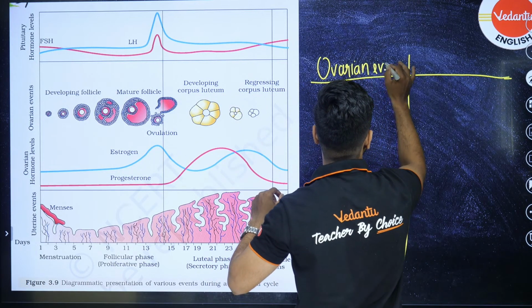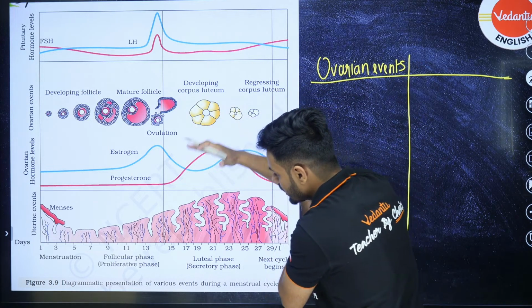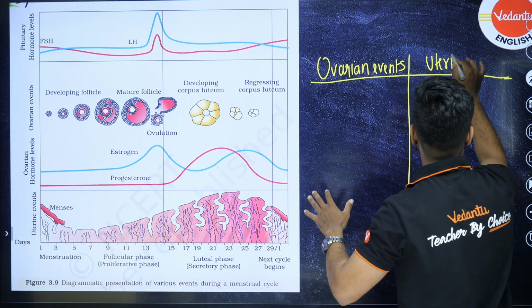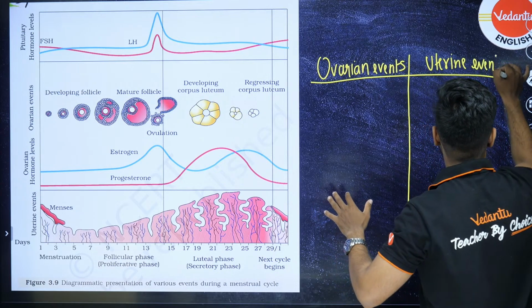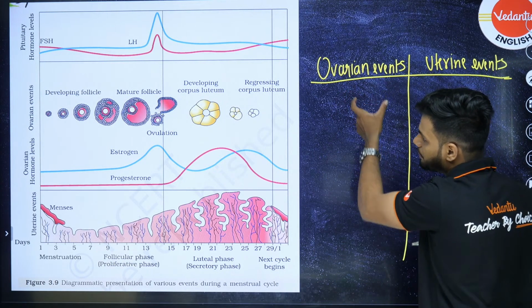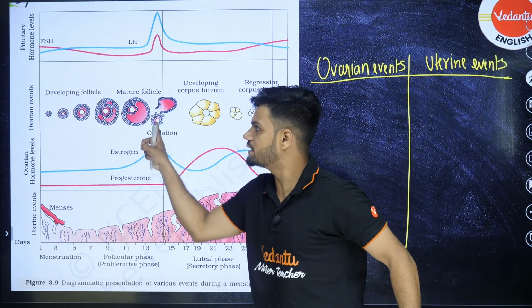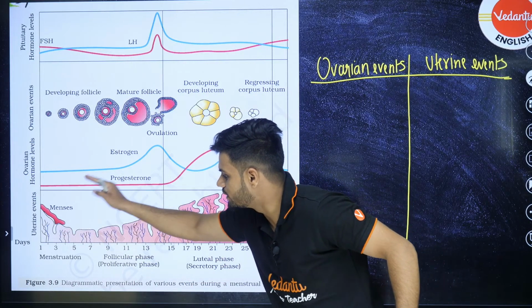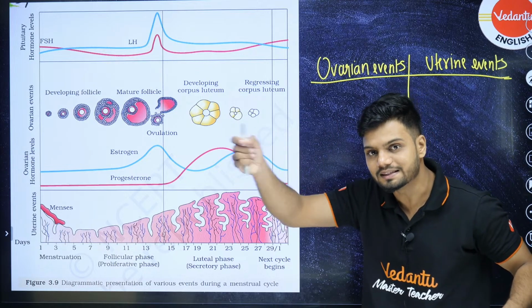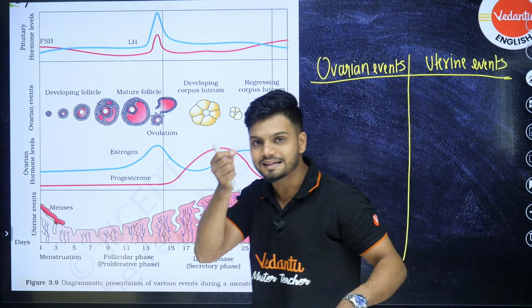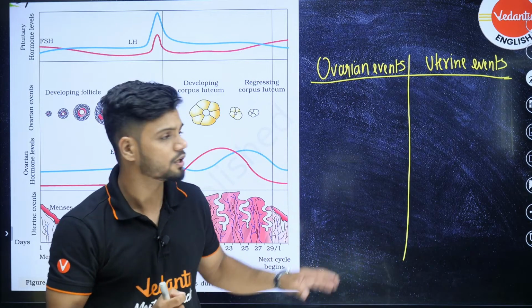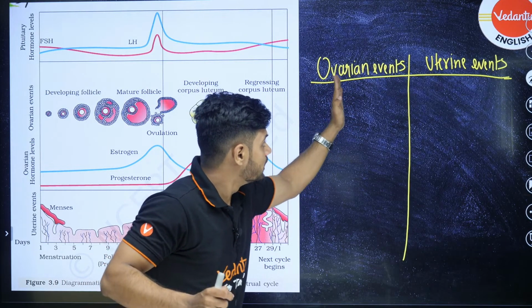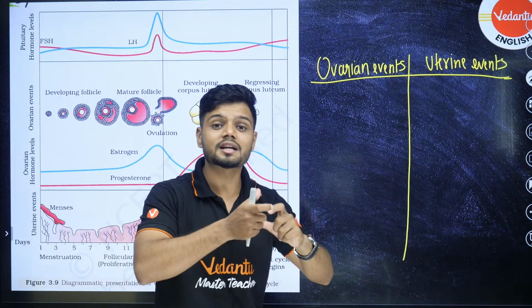The other one, which is happening in the uterus, is called the uterine events. So there are two events happening. The first is happening in the ovary, called ovarian events. The other, happening at the same time in the uterus, is called uterine events. Now the interesting part is that one event is influencing the other event with respect to hormones.